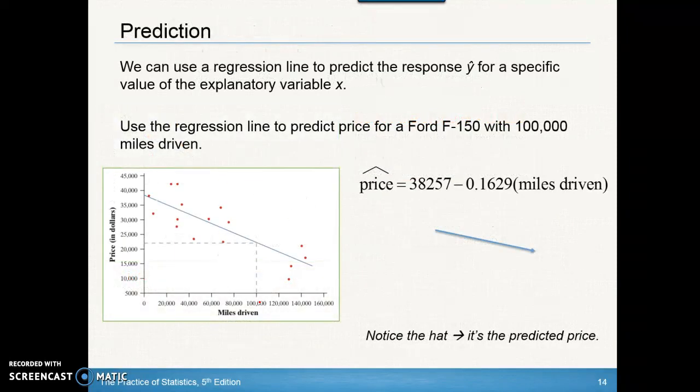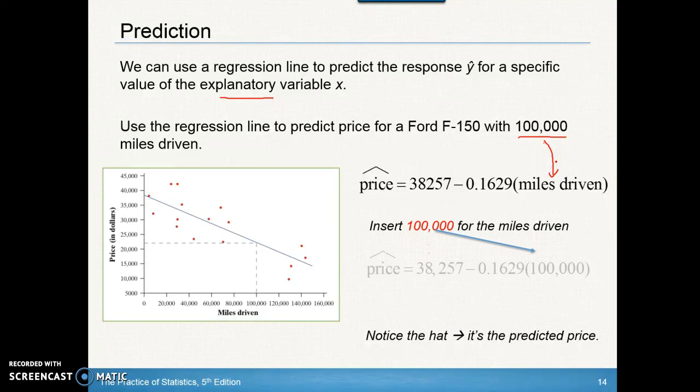All right, so how can we make good predictions? We can use a regression line to predict the response variable y for a specific value of x. Use the regression line to predict the price of a Ford F-150 with 100,000 miles. Now that we have our equation written out, that's easy to do because I can just plug in the 100,000 for the miles driven.